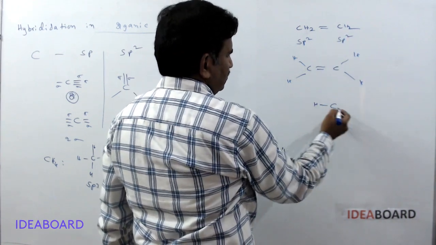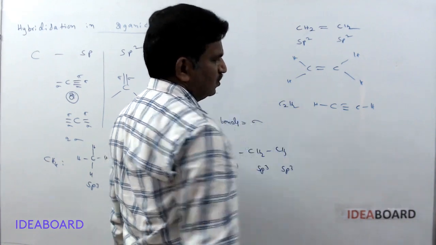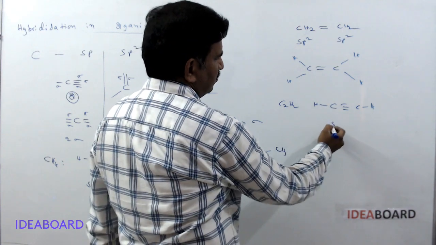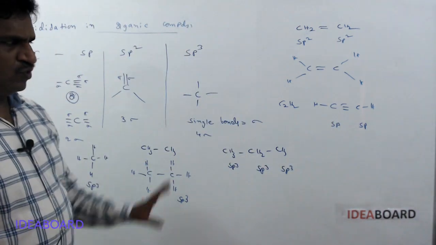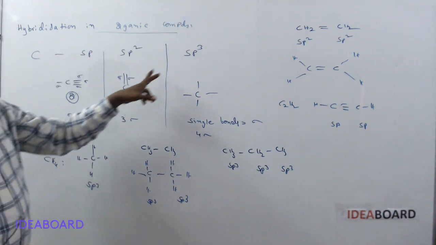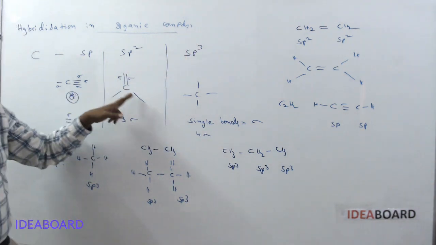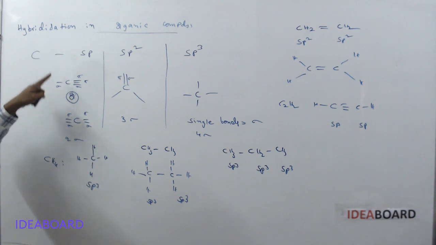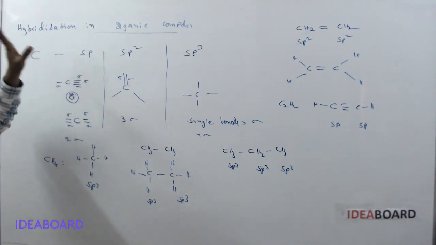And here it is C triple bond CH, or we can write this as HC≡CH, acetylene. And here one carbon has a triple bond and a single bond. So it is sp, and this is also sp. So please remember, when a carbon is having four single bonds, it is sp3. One double bond, two single bonds, sp2. One triple bond, one single bond, sp, or two double bonds, sp.